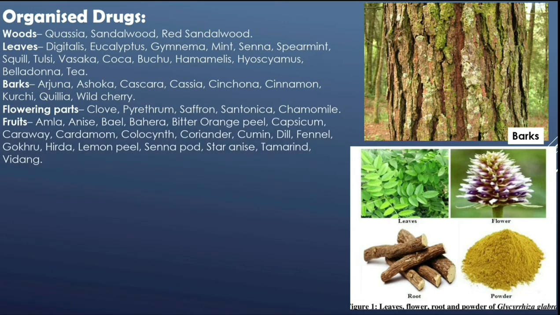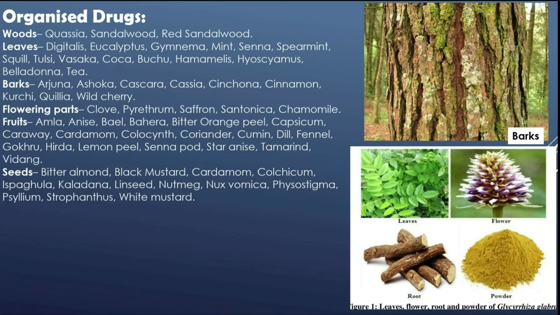Now we will see the fruits. The plants whose fruits are used as drugs are amla, anise, bael, bahera, bitter orange peel, capsicum, caraway, cardamom, colocynth, coriander, cumin, dill, fennel, gokhru, hirda, lemon peel, senna pod, star anise, tamarind, vidang, etc.